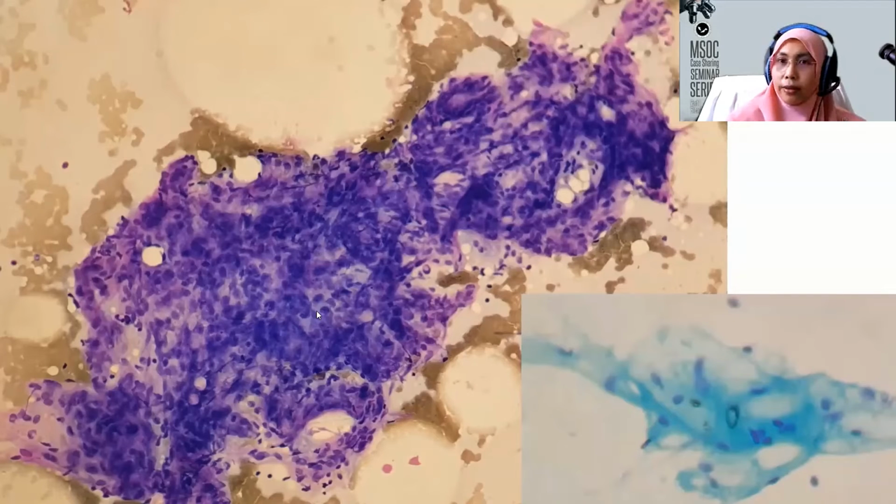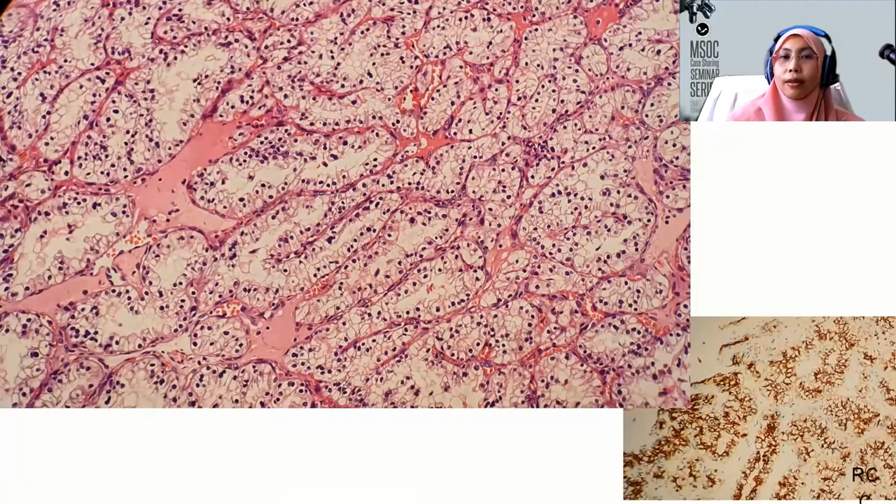So based on this, with the very short history given in the request form, the reporting pathologist decided to put it as atypia, undetermined origin, or undetermined behavior. It's not behavior, undetermined. Okay, I can't remember the words.